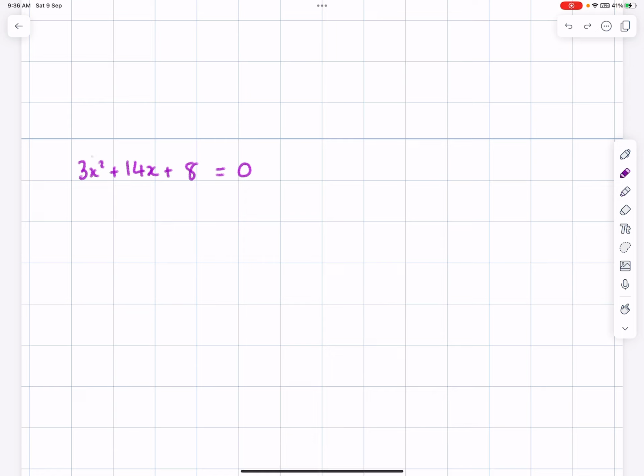Now, my students call this the AC method because A and C, 3 and 8 in this case, we're going to be using A times C as part of our working out. Let me go through and do it for you.